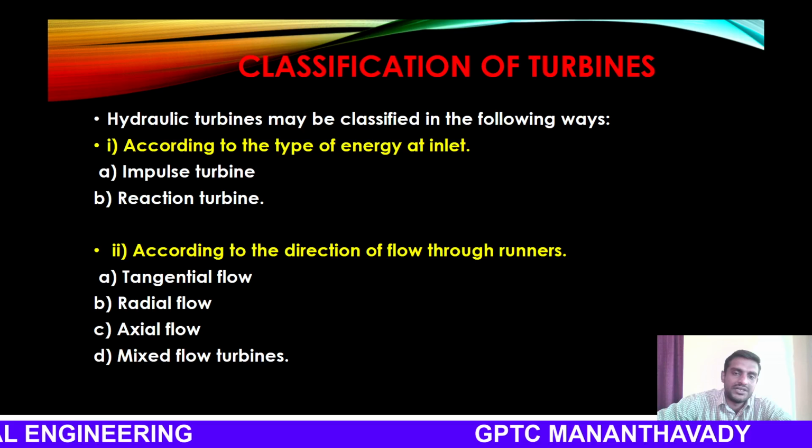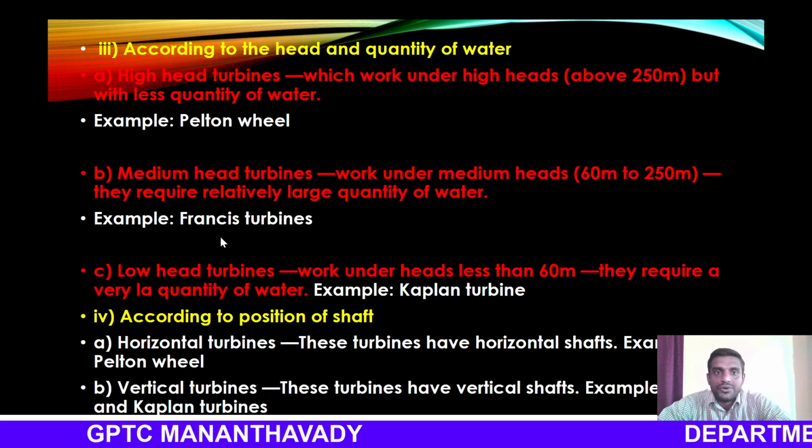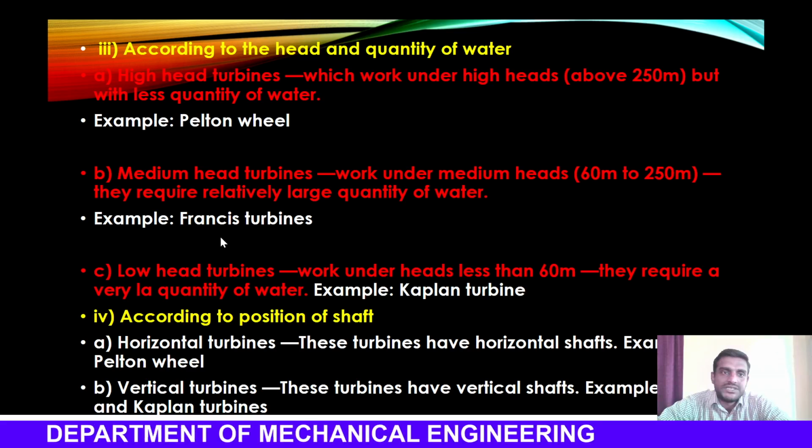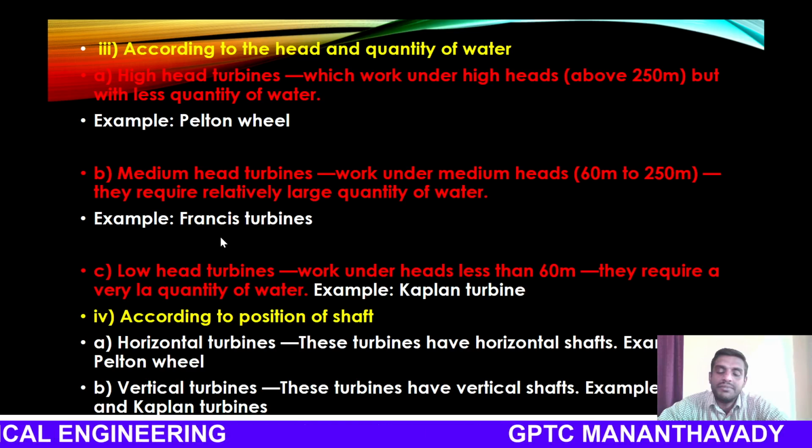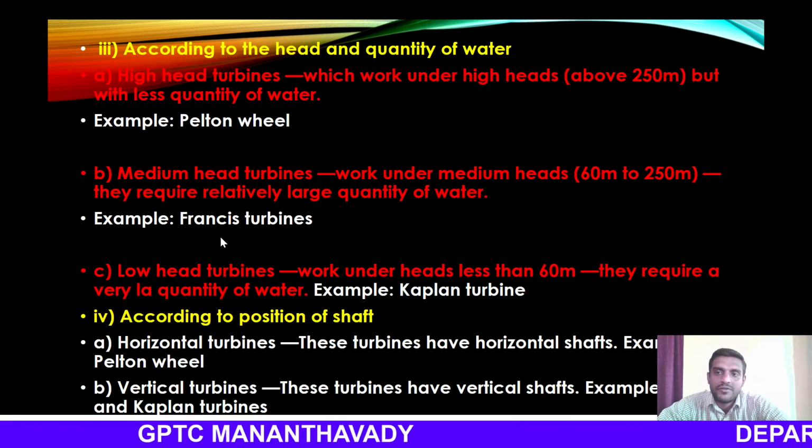Next one is according to the head and the quantity of water available. First one is the high head turbine. High head means those turbines which work at a high head, greater than about 250 meters. Higher the head, the quantity will be less. So high head means less quantity of water.